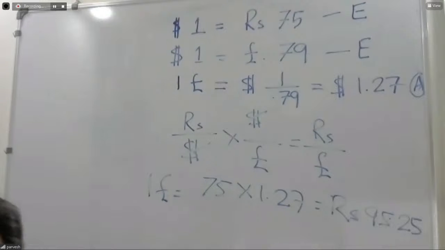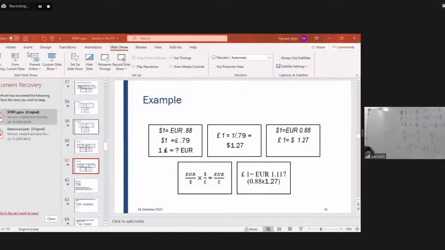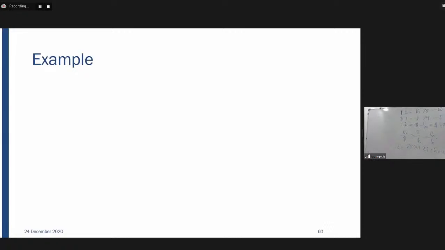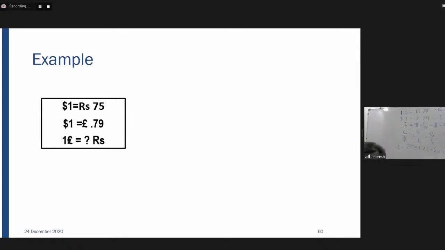PPT not visible. Okay. I think that was my mistake. So I'll just do that. Okay, so I'll just start afresh here. So now I think you can see the PPT. There was some problem where you couldn't see the PPT.